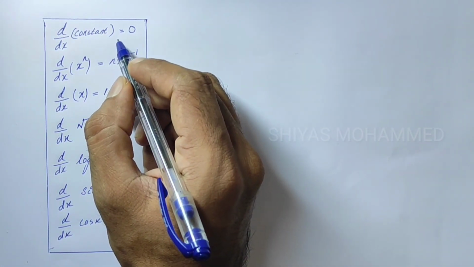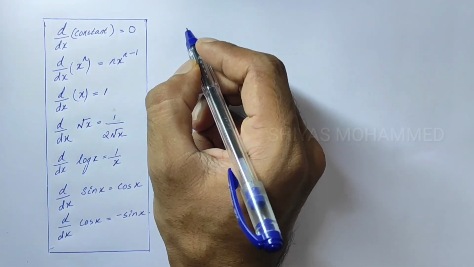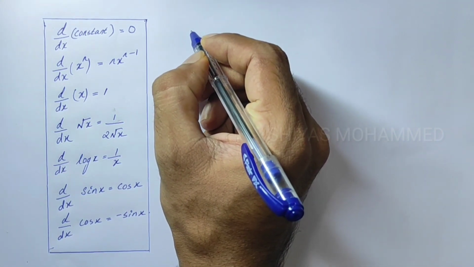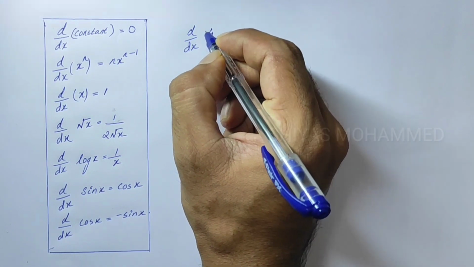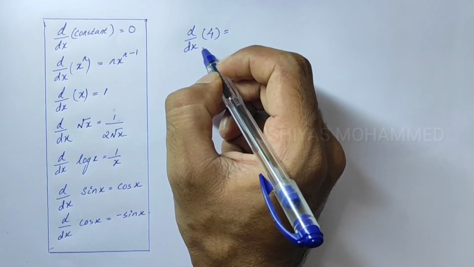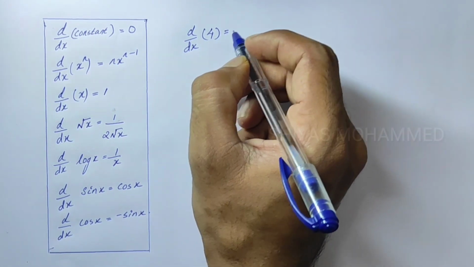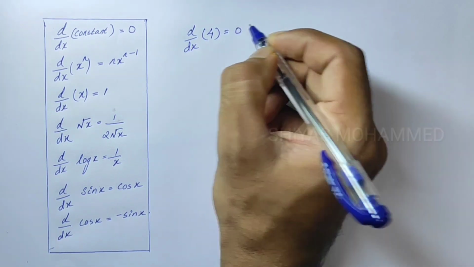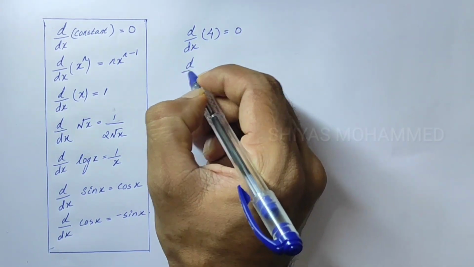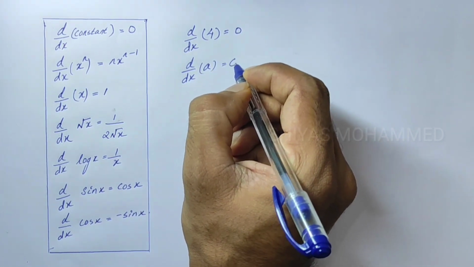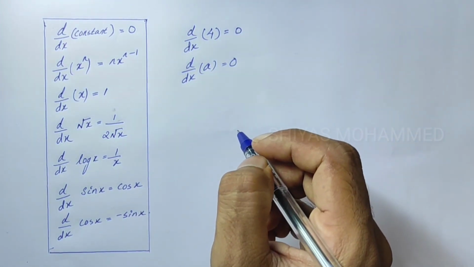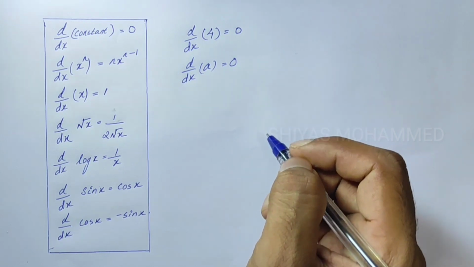So the derivative of a constant is equal to 0. For example, the derivative of a constant 4, because 4 is a constant. If I want to differentiate 4, then the derivative will be 0. Another example, the derivative of a constant a is equal to 0. So for every constant, the derivative will be equal to 0.